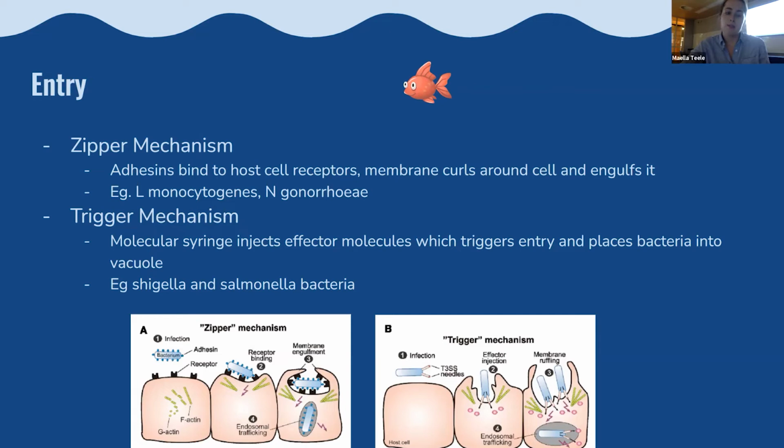And then the other mechanism is the trigger mechanism. This is where a molecular syringe injects effector molecules, which triggers the entry of it and places the bacteria into a vacuole. You can see a little diagram here. With the zipper mechanism, it kind of opens up the cell and then the cell closes around it, whereas with the trigger mechanism, it injects from the inside and then forces the cell to open up and engulf the bacteria. All right, next slide.